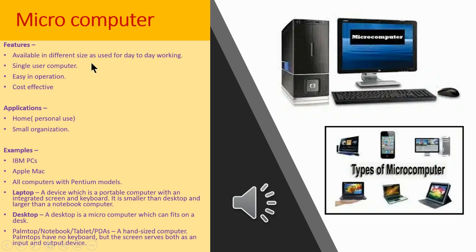Now, let's learn about the microcomputer. Features: available in different sizes, used for day-to-day working, single-user computer, easy in operation and cost-effective. These are the computers which we use, for example, phone, tablet, PDAs and notebook, and even TV. Applications: home, personal use, small organization. Examples: IBM PCs, Apple Mac, all computers with Pentium model.